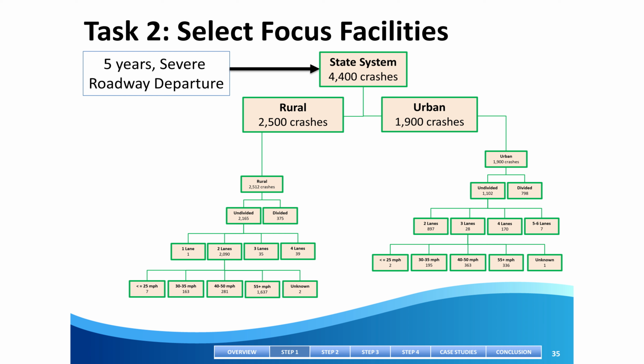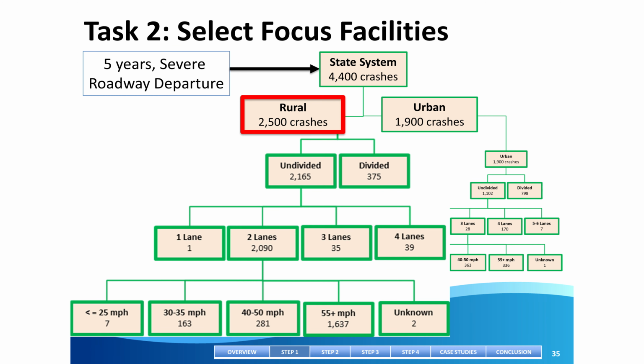So this is just an example. Basically, we've selected our focus crash type, roadway departure crashes. We've taken 5 years of those crashes, and we've started to break them down. So this is for our entire state system. We had 4,400 crashes, and the first split is a pretty easy one, just rural or urban. So the majority of those crashes are occurring in rural areas. And then if we look at those rural crashes a little closer, are those occurring on divided or undivided roads? The majority are on undivided.